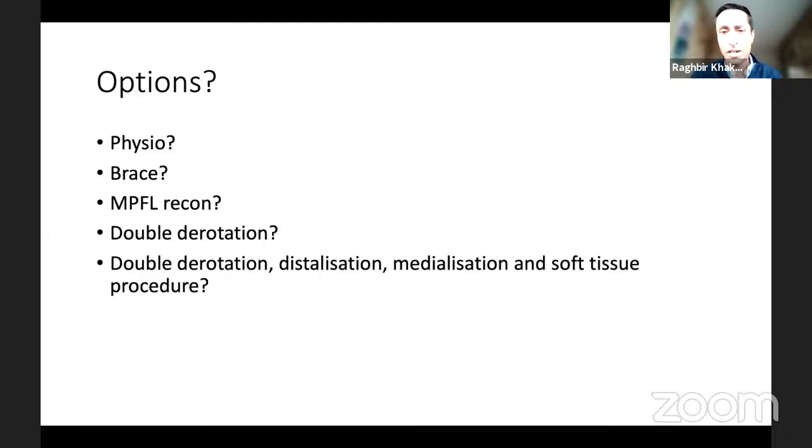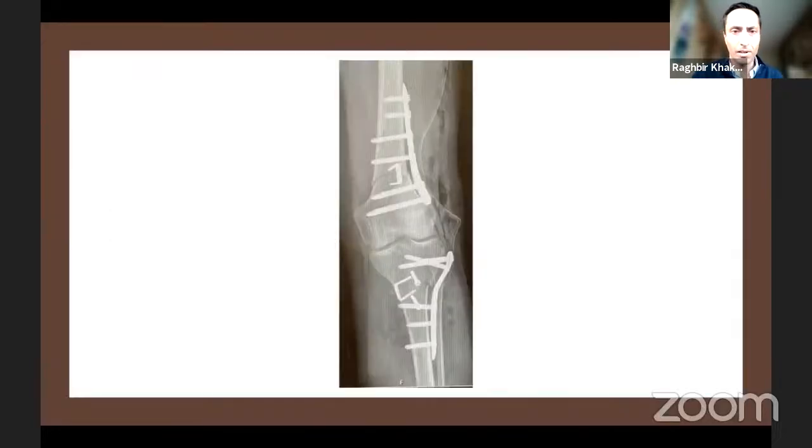Is a double derotation simply going to be enough? We've had a really good discussion just now about all the other small elements and correcting everything at the same time. So I'll quickly go into what I did. This is one of my post-ops that Ronald advised me on preoperatively. She's gone on to have a double derotational osteotomy with a tibial tubercle distalization and medialization.